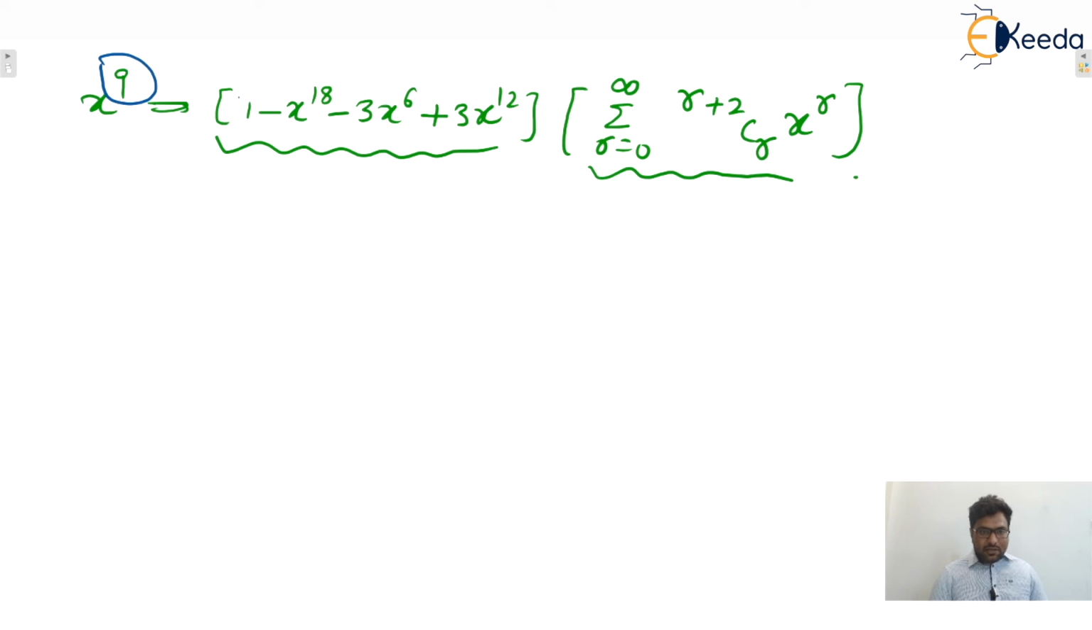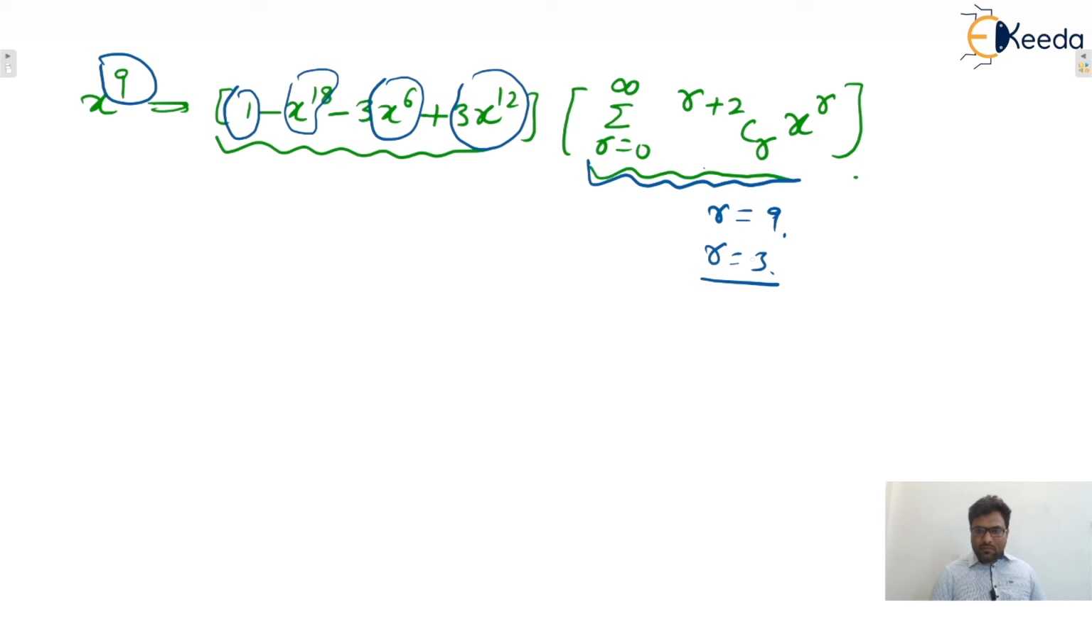Yes, when this one is multiplied with this expression when r value is 9. Also we can say that this is x power 18, so there is no way to get x power 9. There also x power 12 is there, so there is no way to get x power 9 because r is 0 to infinity, r value is not a negative value. Next one, when this x power 6 will be multiplied with r equals 3. r equals 3 means x power 3 will be multiplied with x power 6. Then we'll get the x power 9.